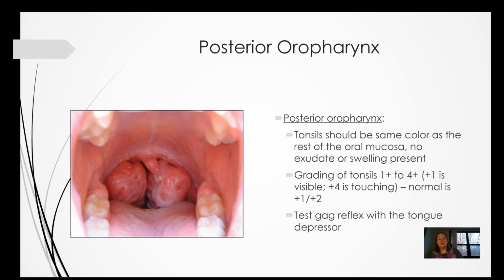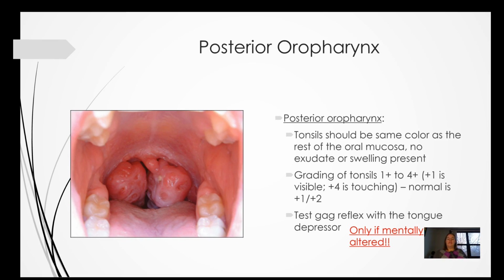When we look at the posterior oropharynx, we have the tonsils that should be the same color as the rest of the oral mucosa. They should be nice and pink. We don't want to see any exudate or swelling. This is not a normal finding for tonsils. These are abnormally large tonsils. We call these kissing tonsils because they are literally kissing each other. It is a 4+. 4+ is touching, 1+ is normal. They should not be that large.